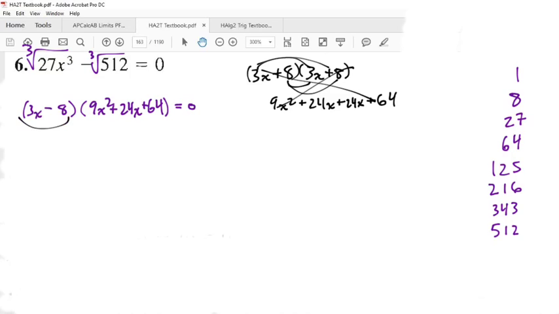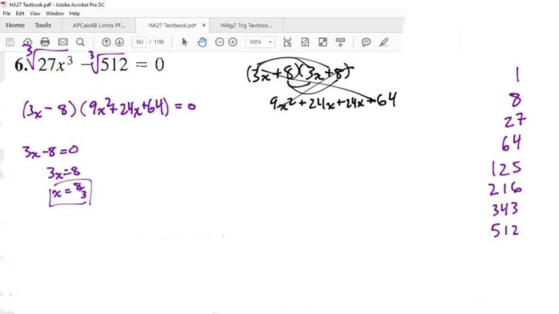Okay, so let's first take this first guy, who is not a lot of work, and set him equal to 0. You add 8 to both sides. Divide both sides by 3. That's it. You got the answer for that one. Now, I'm not finished. That's just for that factor. What about this factor? Oh, snap.